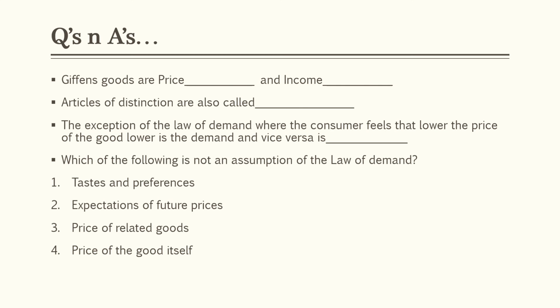Which of the following is not an assumption of the law of demand? The first option, taste and preferences. Second, expectations of future prices. Third, price of related goods. And fourth, price of the good itself. The answer is price of the good itself.